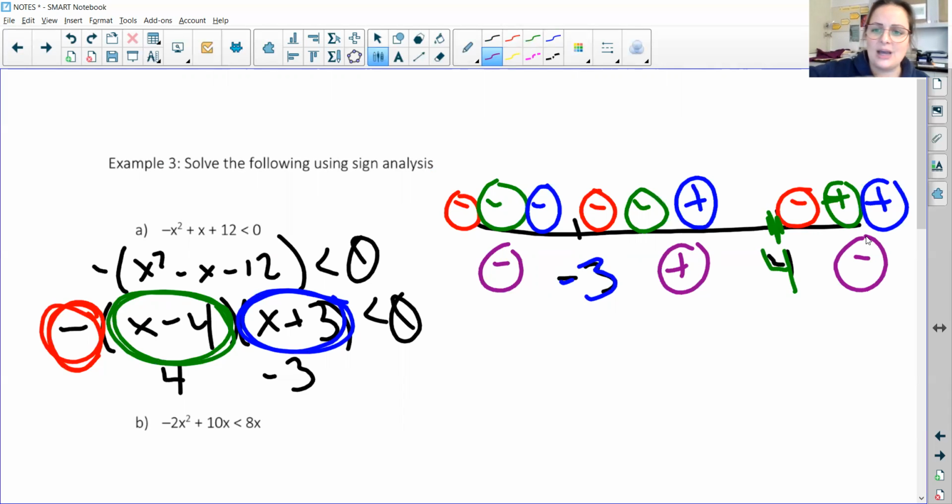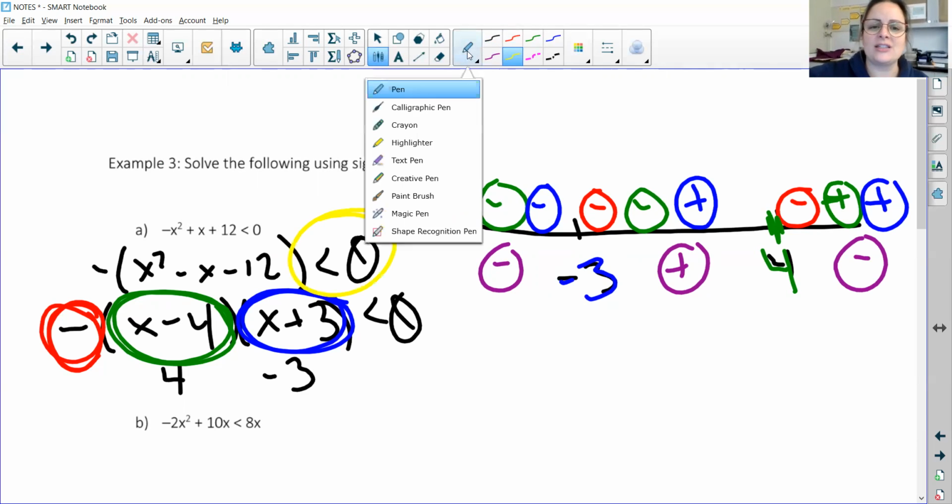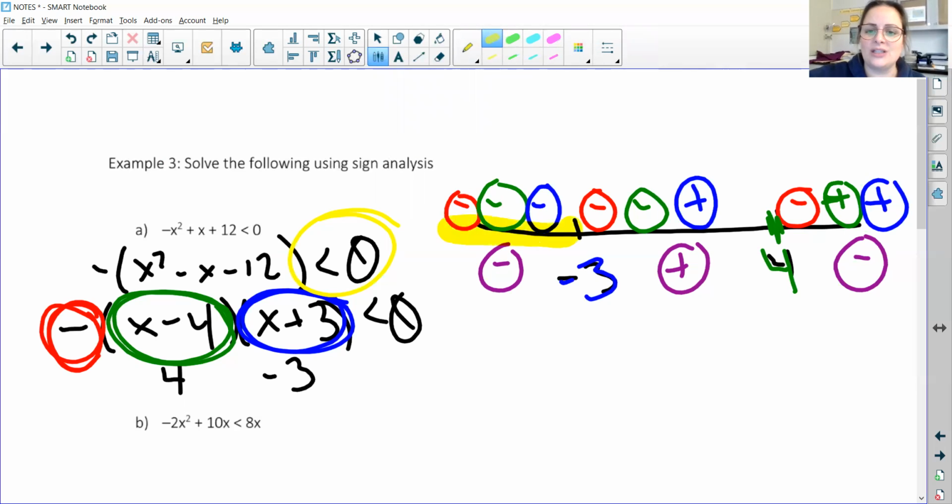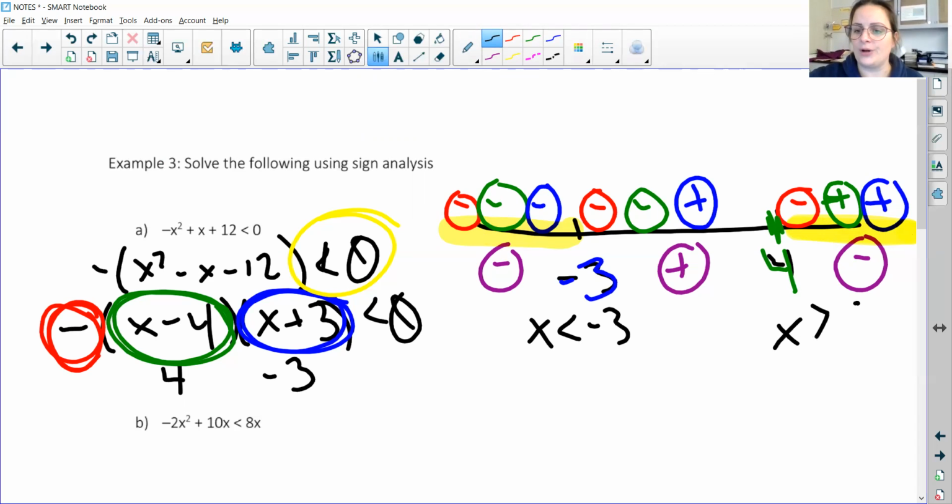So now we've got our sign analysis. We've analyzed the areas where the signs will be negative or positive. Now we have to figure out what that means in terms of solutions. If I look again at this, it was less than, so I'm looking for areas where it's negative. This inequality will be negative below -3 and above 4. To say that, we would say x is less than -3, not equal to, because we're not using an equal to sign here, and x is over 4.